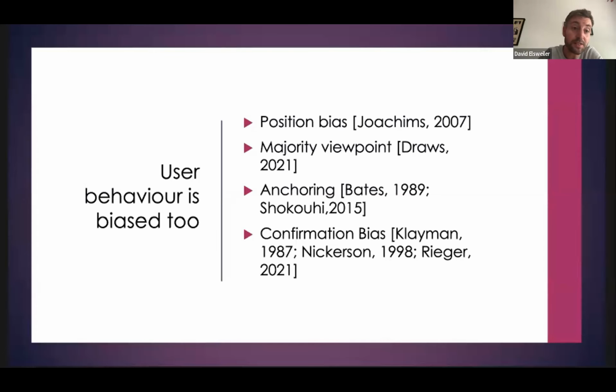And to compound this, the way that people interact with search results is also biased. We prefer the higher ranked documents. We tend to accept the viewpoint that's most prominent on the search results. The way that we evaluate search results is not independent. There's anchoring going on, and we tend to look for information that confirms our own beliefs. That's so-called confirmation bias.